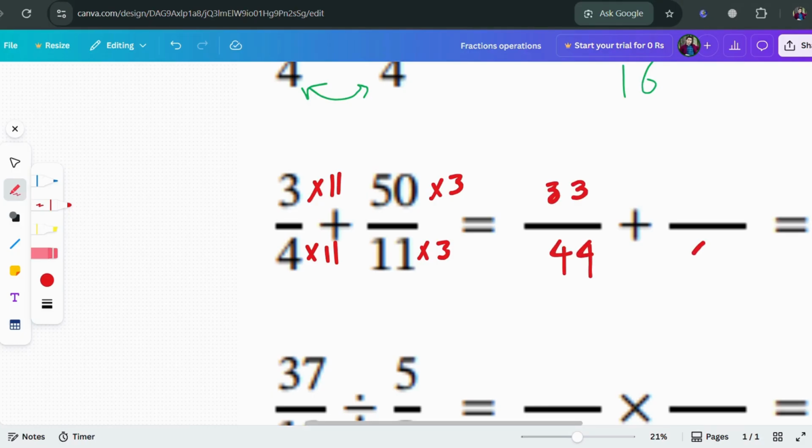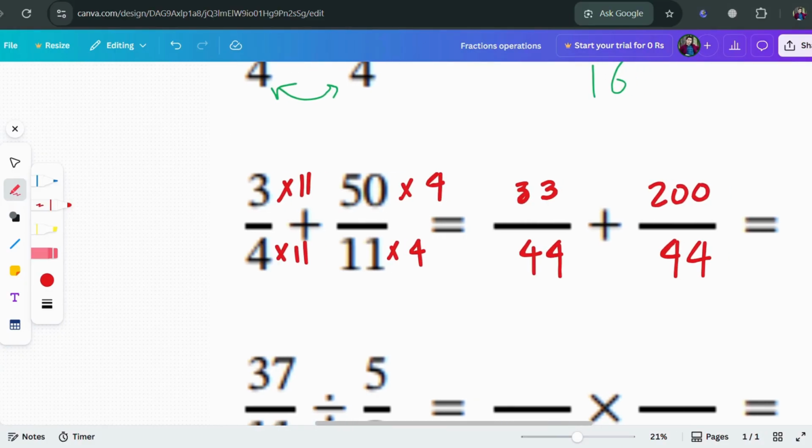So let me check one more thing. I mistakenly multiplied with the 3. Instead of 3, we have to multiply with the 4, okay? Because we need to make the denominator common. So 11 times 4, that's equivalent to 44. And 50 times 4 will be equivalent to 200.